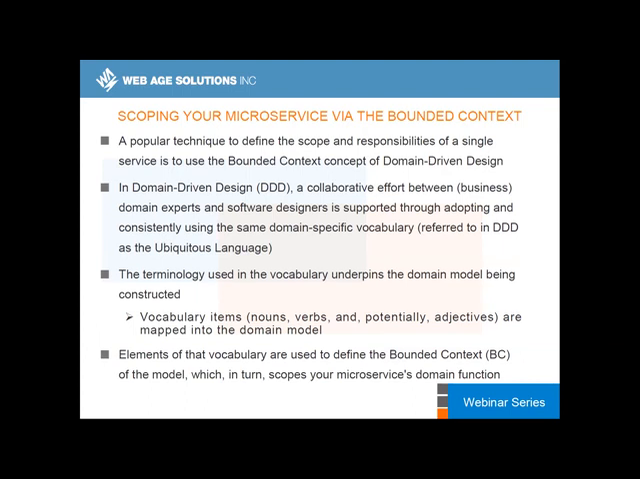Quite naturally, it was called, very pompously, ubiquitous language, which essentially is just a language very similar to what other people call domain-specific vocabulary-based language, where software folks and business analysts would be talking about the same things. And in building your solution, you will be using that vocabulary, which would help you to stay on the same page with business.